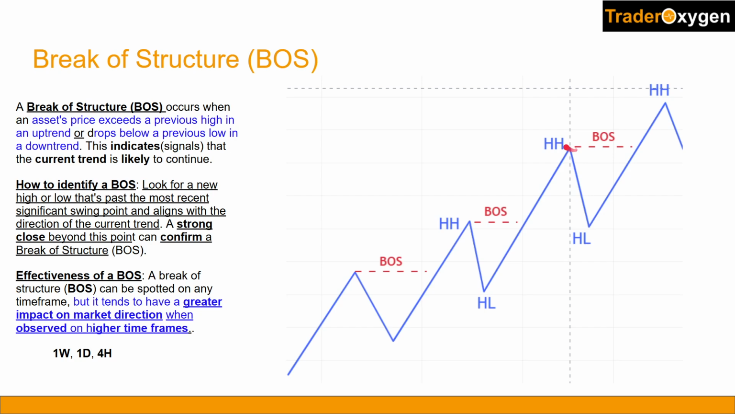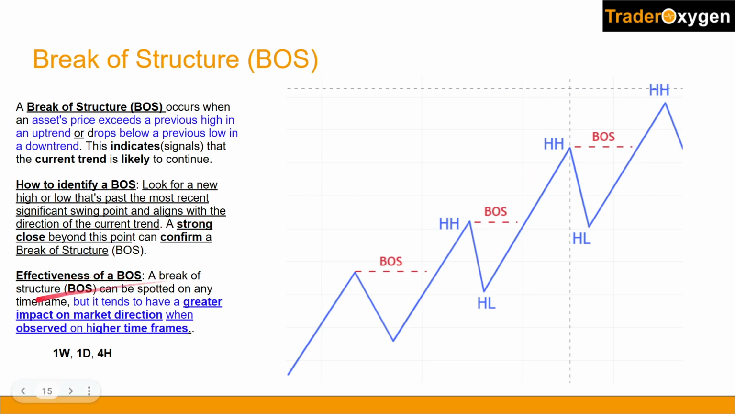Again here, it started the pullback down, so it's significant. If price breaks these significant swing points during an uptrend, that is how you identify a break of structure. And a strong close beyond this point confirms the break of structure. So if it closes strongly, it further confirms the break of structure. We will show you in the next slides what we mean by that.